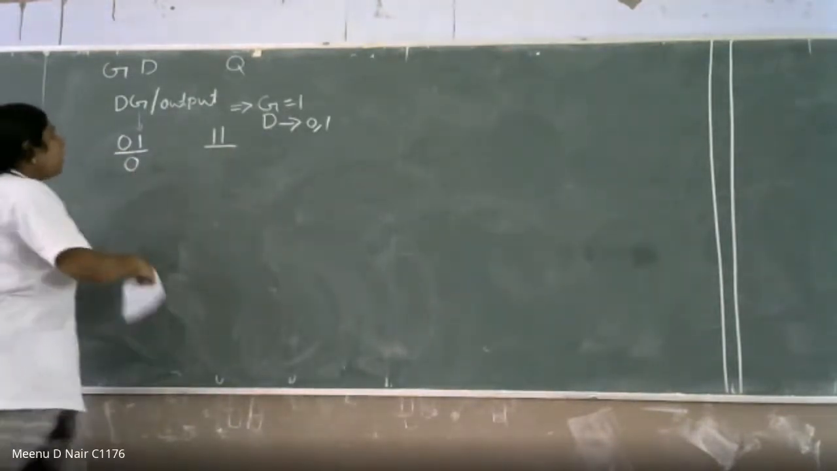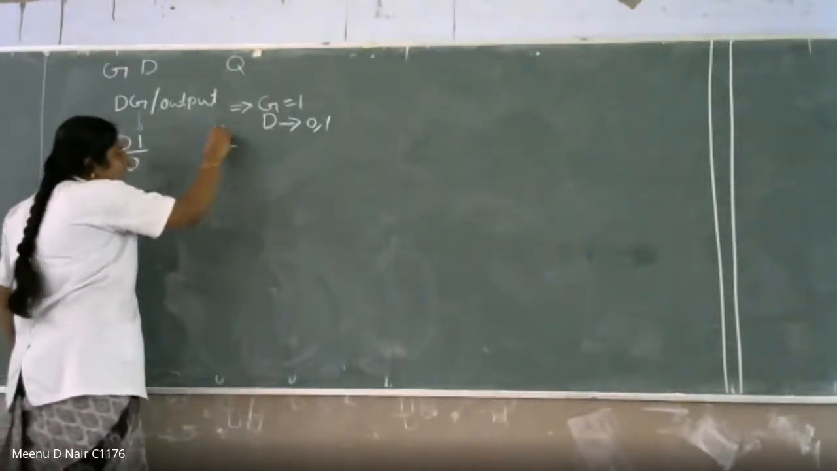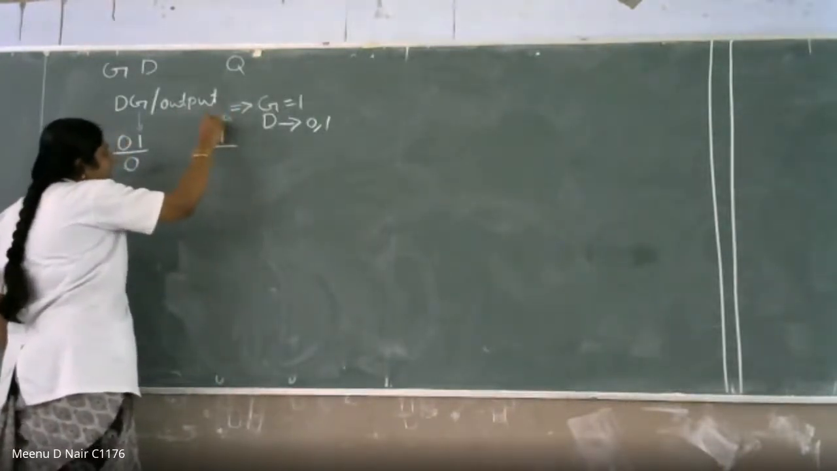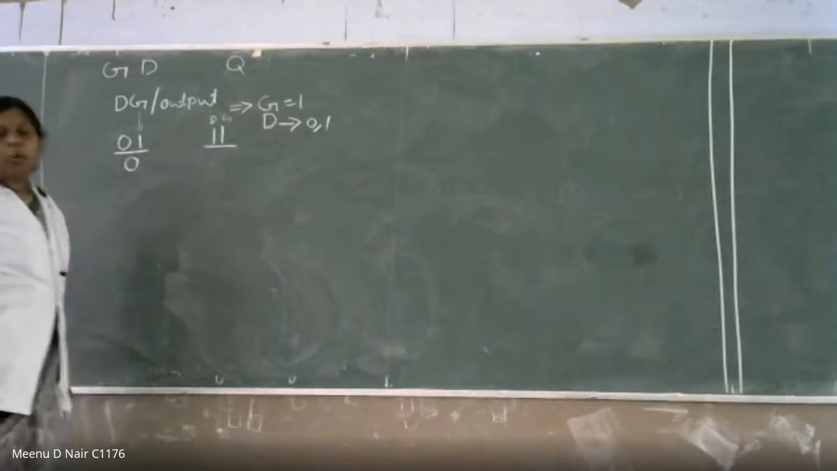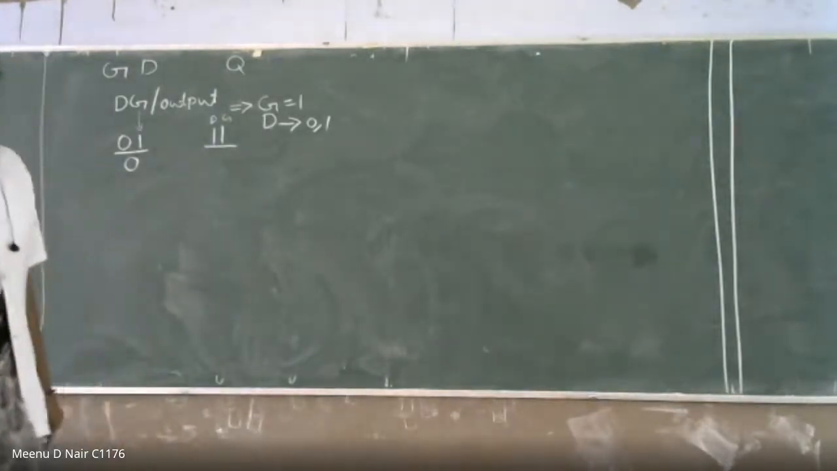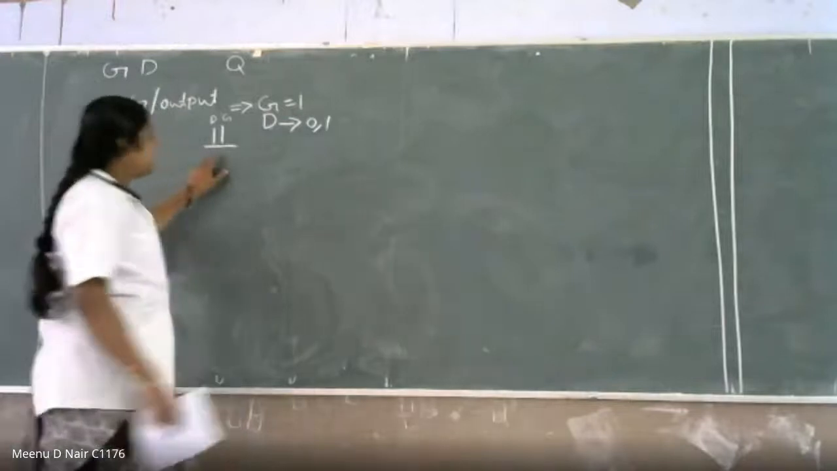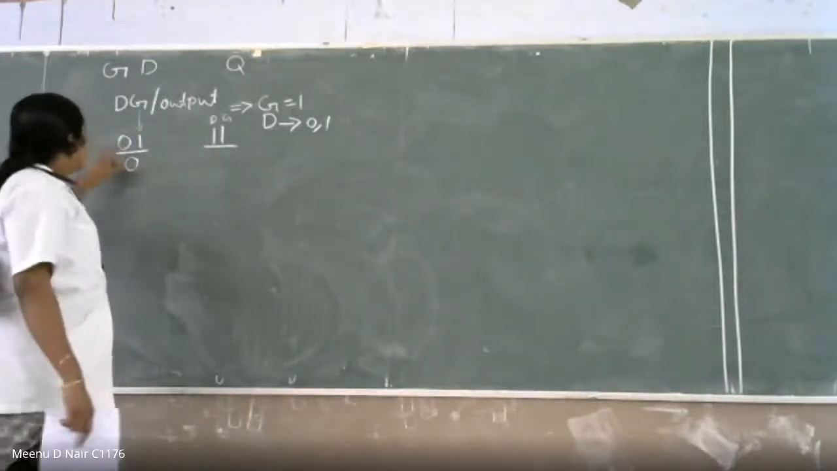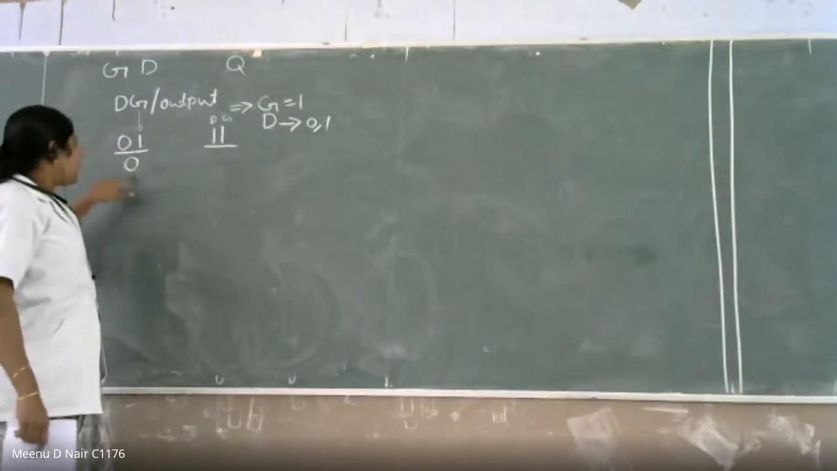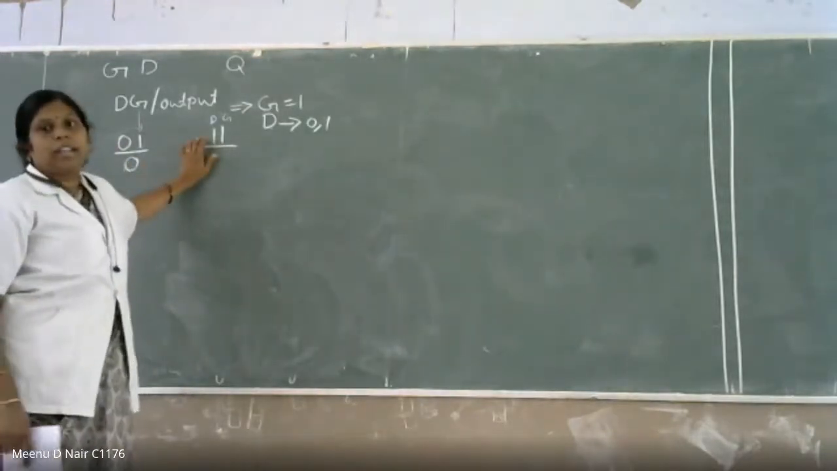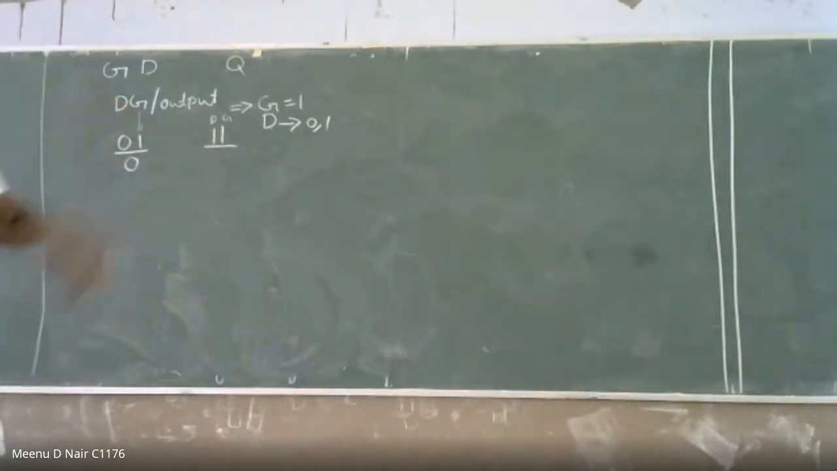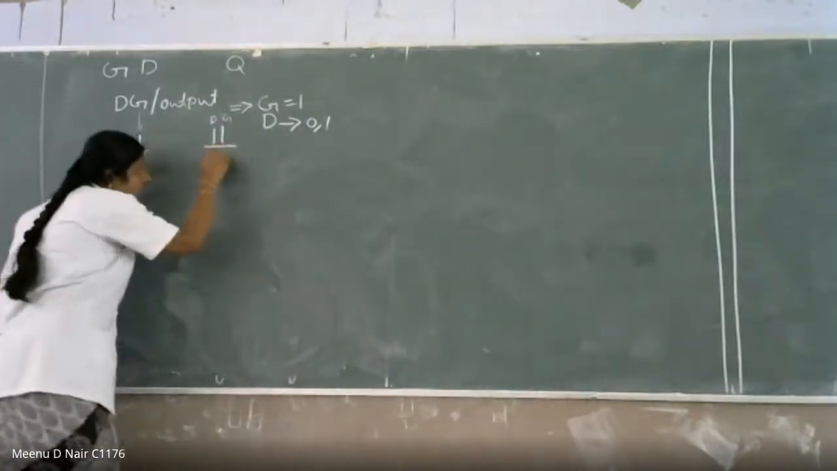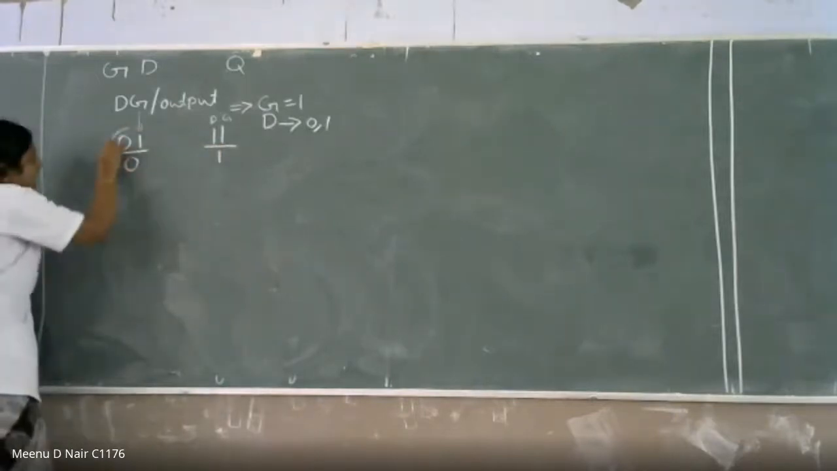Then what about the second condition? Here G is equal to 1, this is G and this is D. G is equal to 1, D is equal to 1. What about the output here? So someone please tell, what about the output in the second condition? Here it was D is equal to 0, so output is equal to 0. Here D is equal to 1, so the output in the second condition is 1. Okay, so this is the first case.